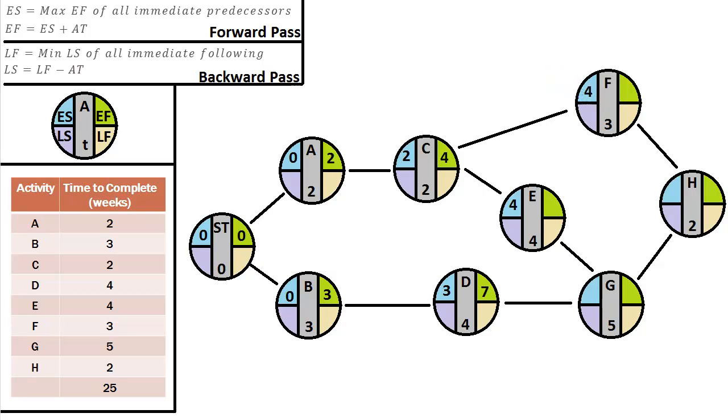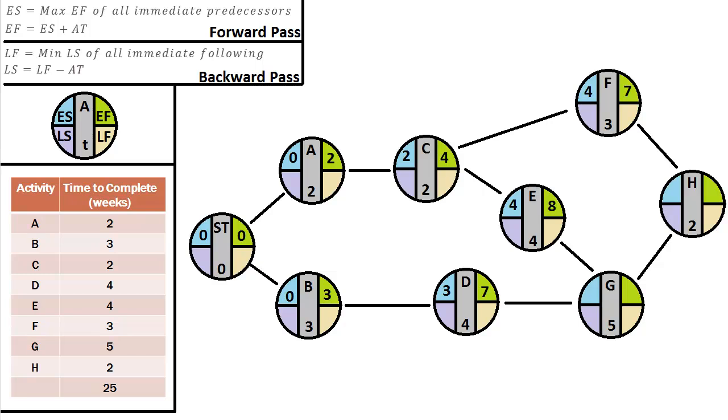And there we go. Now let's go ahead and finish out E and F, because it's fairly straightforward. Remember, the earliest finish is just the early start plus the activity time. So in E will be 4 plus 4, which is 8. And now in F, it'll be 4 plus 3, which is 7. And there we are. Now let's go ahead and look at G.